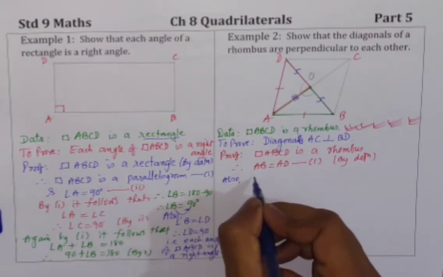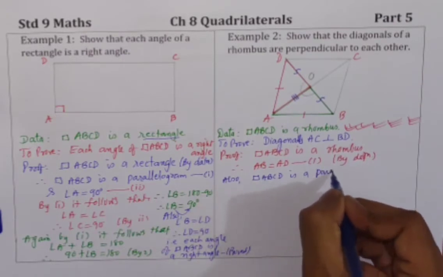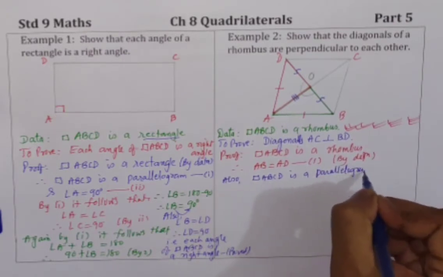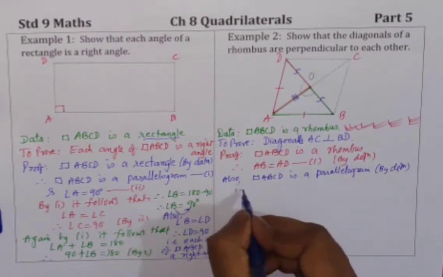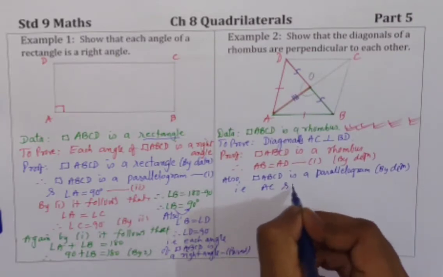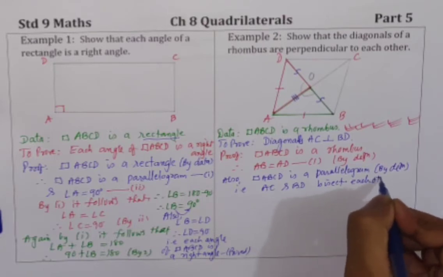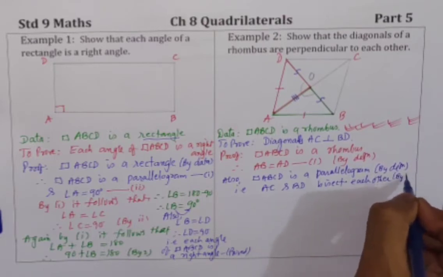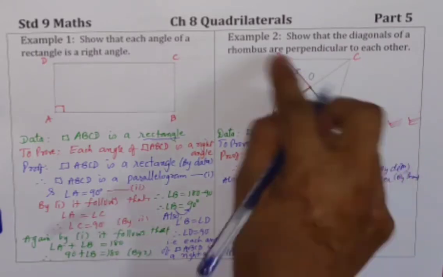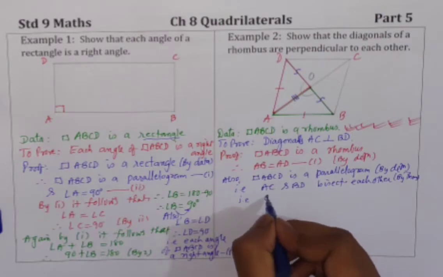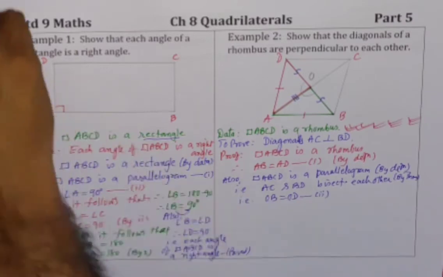Also, quadrilateral ABCD is a parallelogram. Again by definition of rhombus. By definition, i.e. AC and BD bisect each other. Bisect each other. That is by theorem. Yeah, by property you may write by theorem. i.e. OB equal to OD. Okay. OB is equal to OD, or you may write OD equal to OB. This is result 2. Finished.